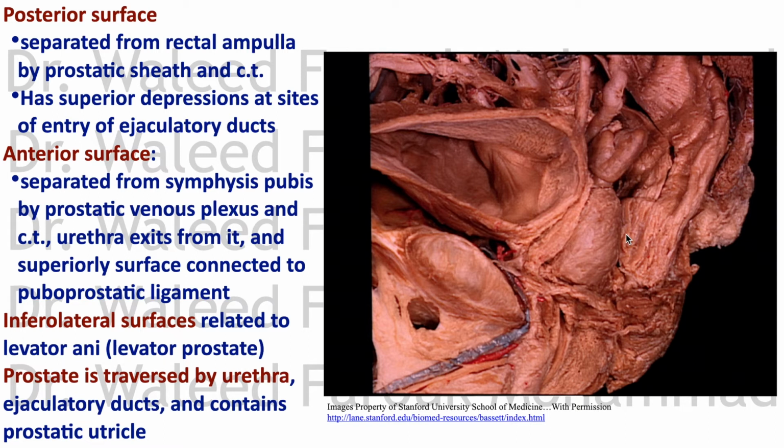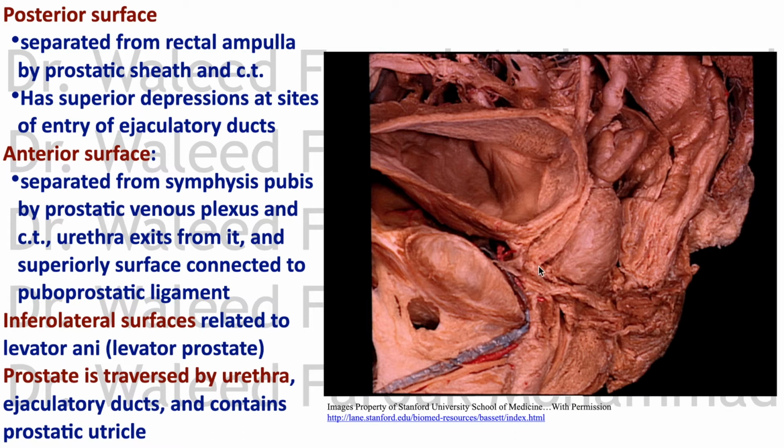We studied before that the rectovesical pouch in males has a redundant lower part that fuses together and forms the prostatic sheath posteriorly. It separates the prostate from the rectum. It has also superior depressions in it, marking the entrance of the ejaculatory ducts. See, each ejaculatory duct is formed by the union of the vas deferens and the duct of the seminal vesicle. Together they form the ejaculatory duct.